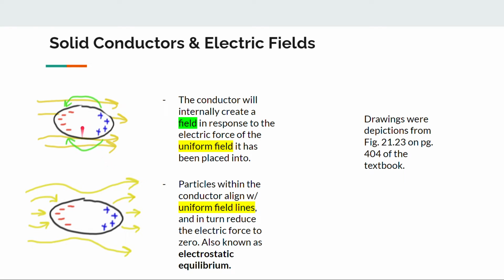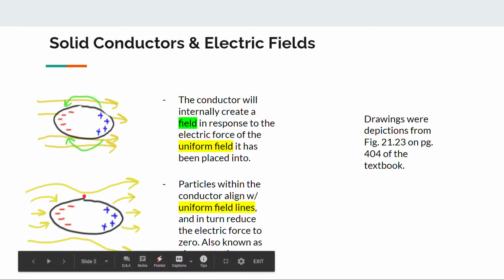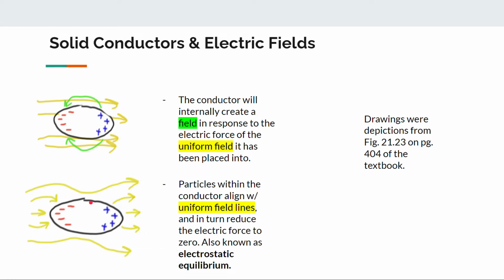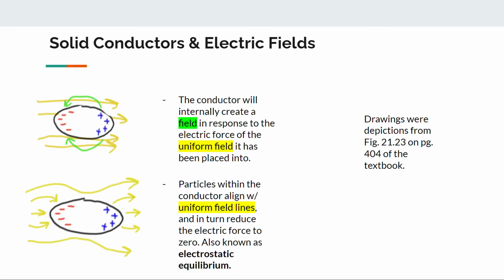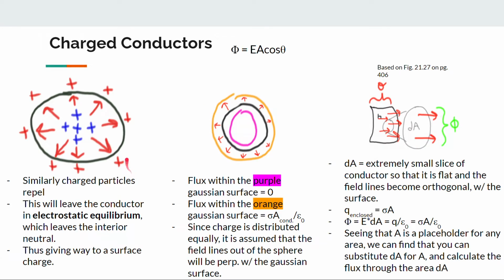Since it takes force to move these particles around, once they've reached a place where they can't go anywhere anymore, again, they have nowhere to go. No more force is being acted upon them. They aren't accelerating. Thus, at this moment, it will be treated as electrostatic equilibrium, is what that phase is known as. We'll move on to charged conductors.